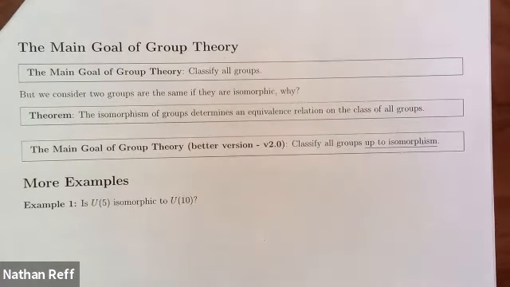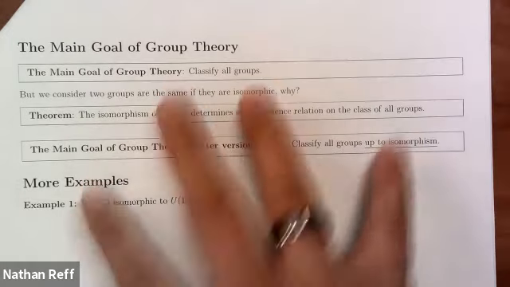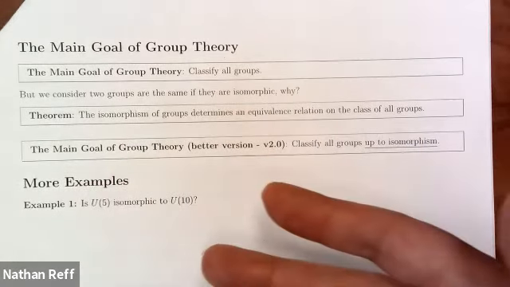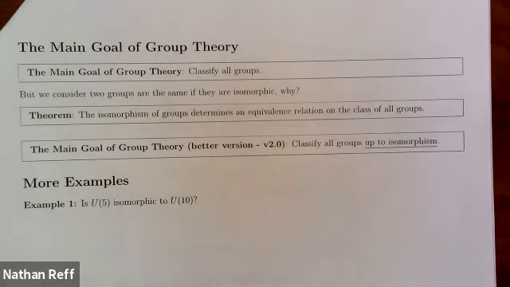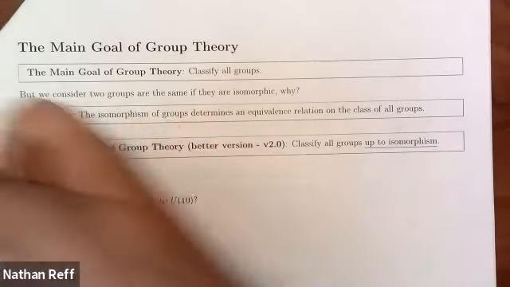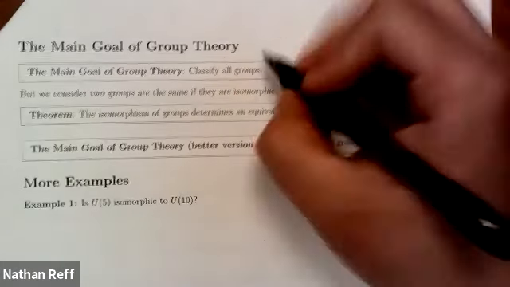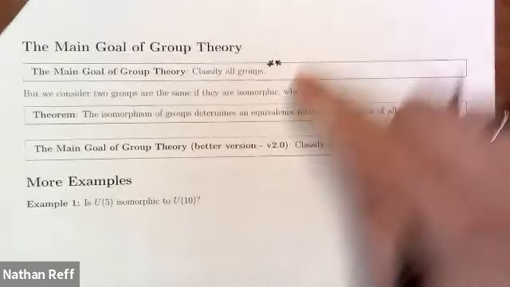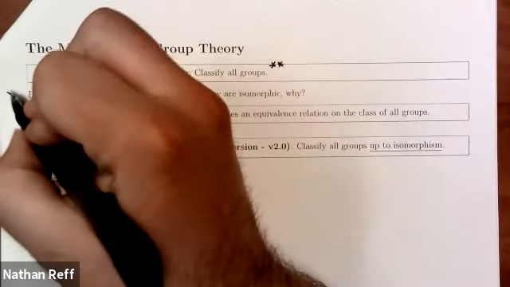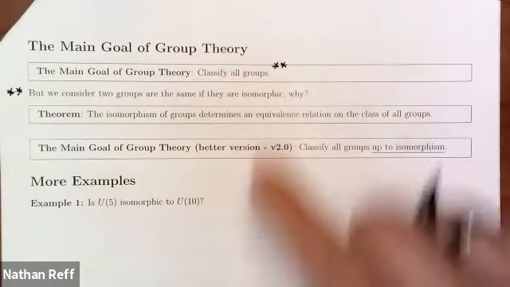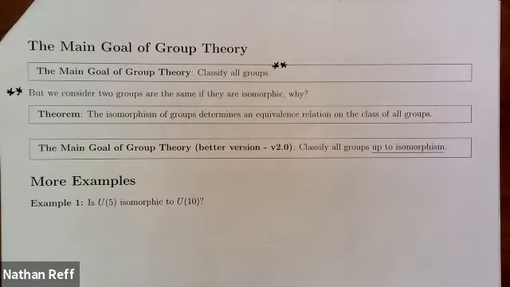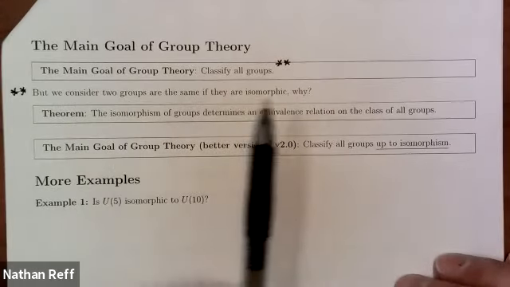Okay, so the previous page hints at what the main goals of this course are, in essence. Now that we have this definition of isomorphism, the main goal should be to classify all groups, right? But saying that is a little too difficult. Instead, what we're going to do is consider two groups the same if they're isomorphic.